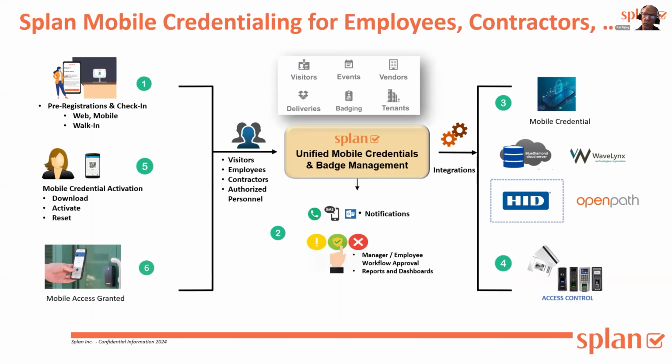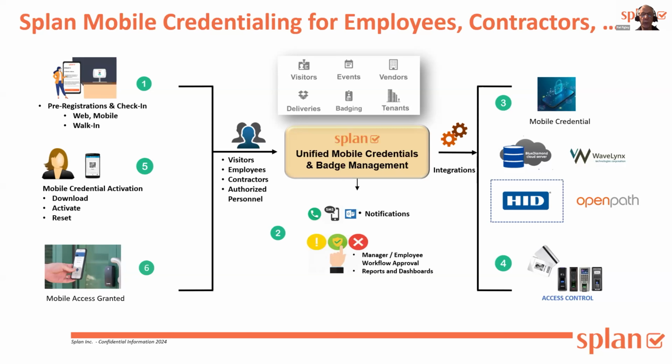Let me talk about mobile credentialing for just a moment. The way it works is when somebody checks in, or when you issue a badge to somebody, we go through an approval process, if it needs approval. Then we integrate with the different mobile credential systems such as Blue Diamond, Wavelengths, OpenPath, HID. We also integrate with the access control system. Then we issue that mobile credential, we activate that mobile credential, and then people can use their phone at mobile credential readers to go through a door, to access that door, that access level.